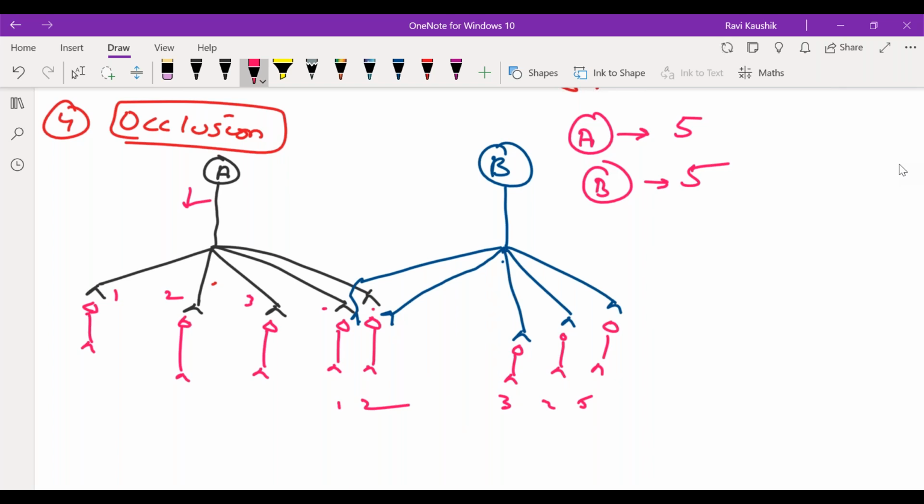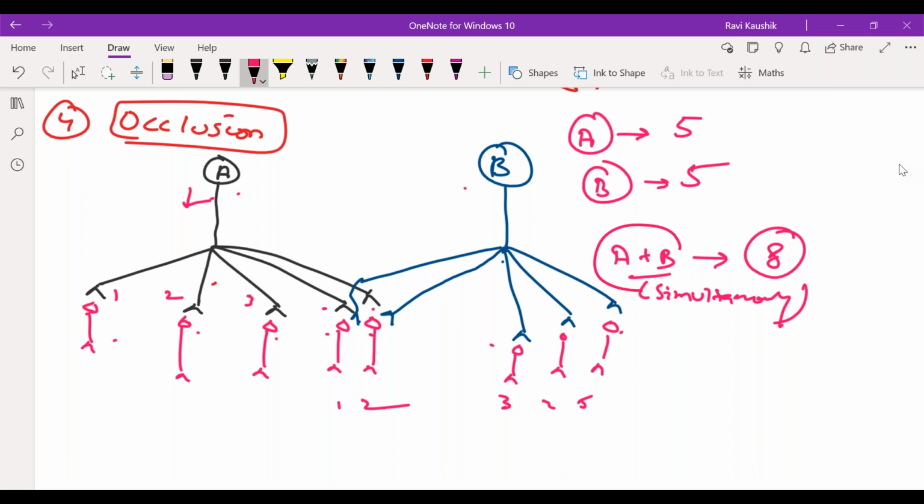Now, just try and understand what is going to happen if both of them are excited together. If you do A plus B simultaneously, how many of them are there now? 1, 2, 3, 4, 5, 6, 7, and 8. Because they are connected only to 8 postsynaptic neurons, a maximum of 8 only can be discharged. The impulse can be transferred to only these many. So by simultaneous discharging of these 2 presynaptic neurons, earlier it was coming out to be 5 plus 5, 10, and now it is coming out to be 8. So 2 neurons are occluded. This is referred to as occlusion.